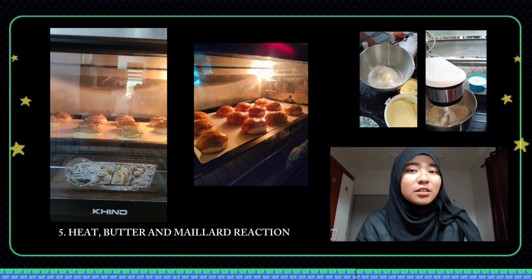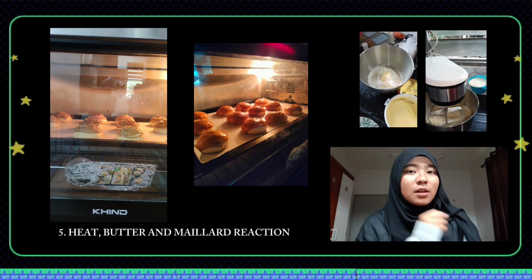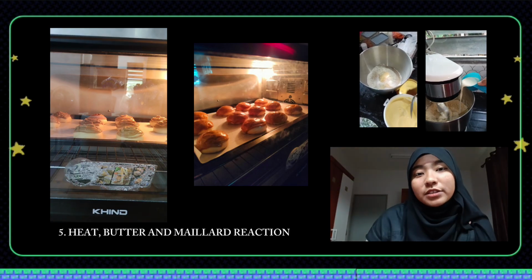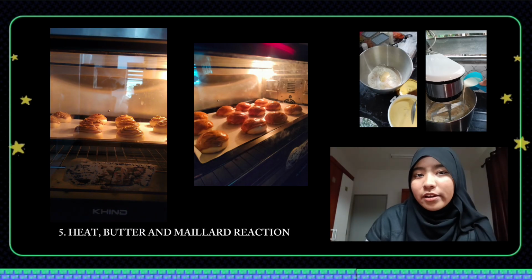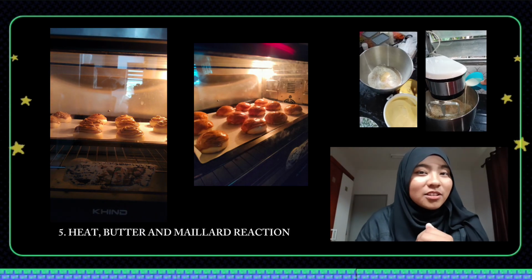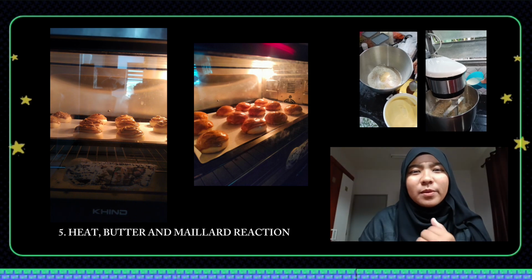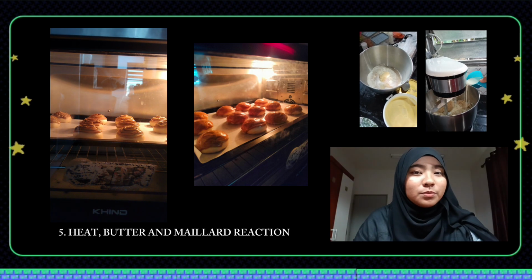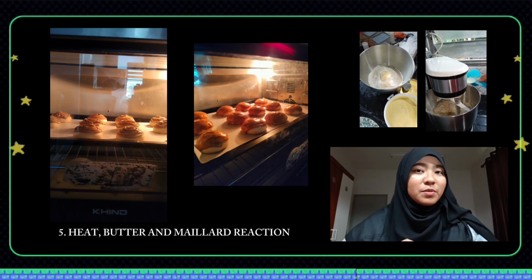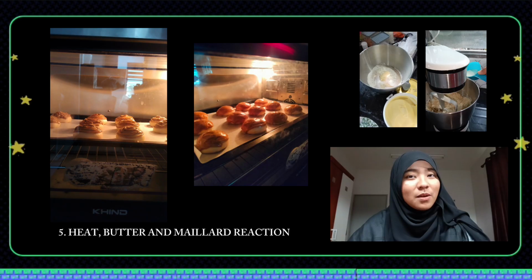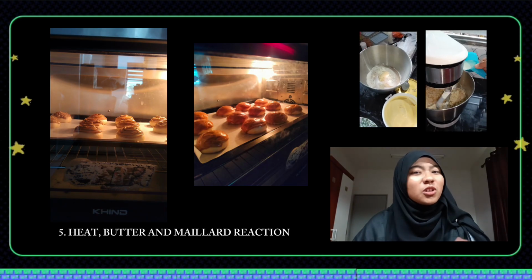At this temperature, the surface of the bread becomes hot and dry. This reaction mainly happens on the outside surface, not inside the bread. That is why the crust turns brown, while the inside stays soft. For example, when bread is baked in the oven, the top becomes golden brown, but the middle remains white and fluffy. This shows that the Maillard reaction happens where the heat is strongest.